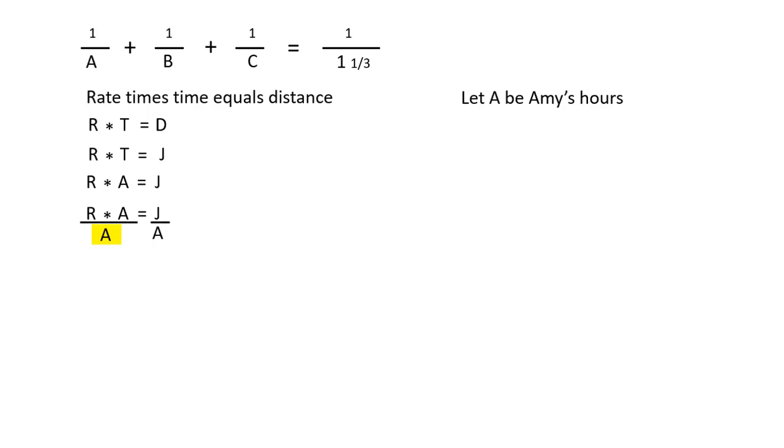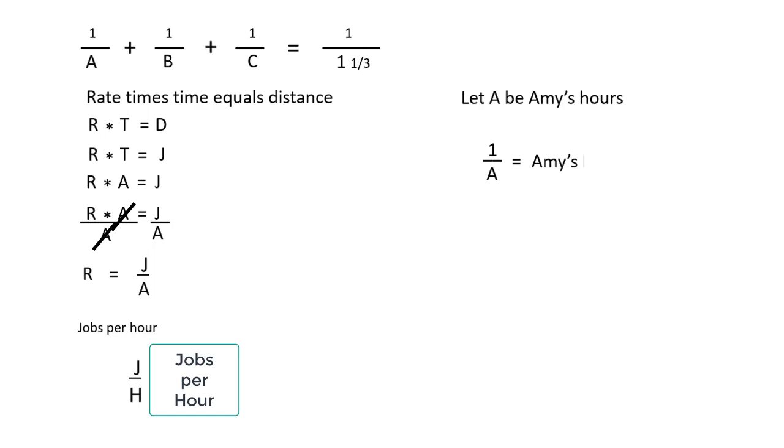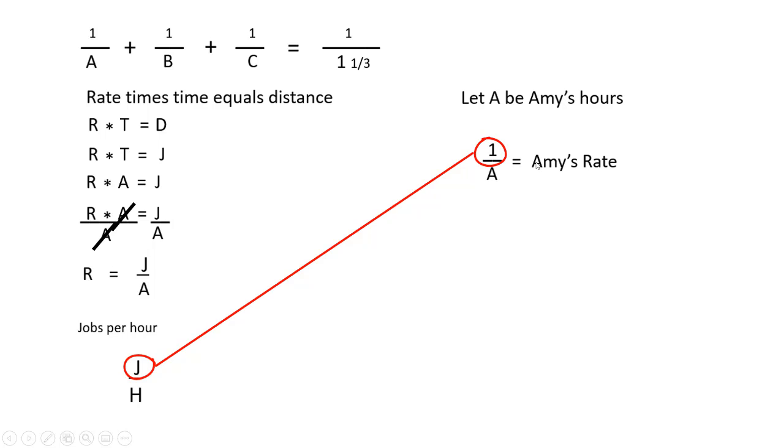Now we want to solve for R, find out what the rate is, so we divide both sides by A. The A's cancel out, and we have the rate is equal to the jobs done over how many hours Amy takes to do a job. So we have jobs per hour. That's a rate equation. So how many jobs are we talking about? We're talking about one job. So one job over Amy's hours, that's Amy's rate.